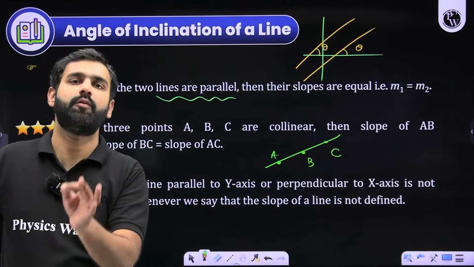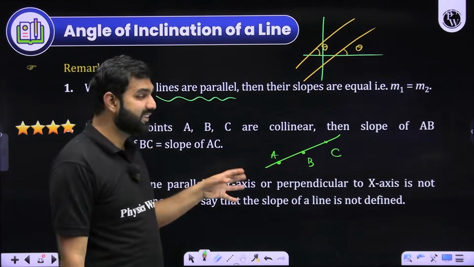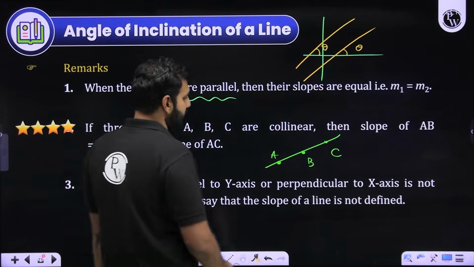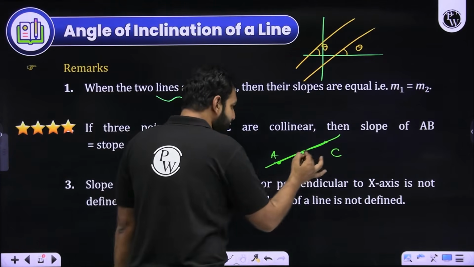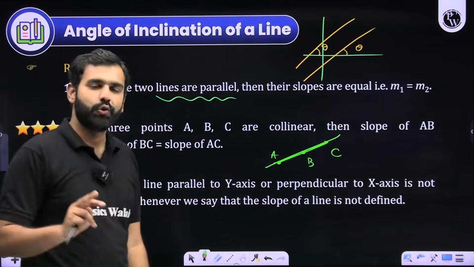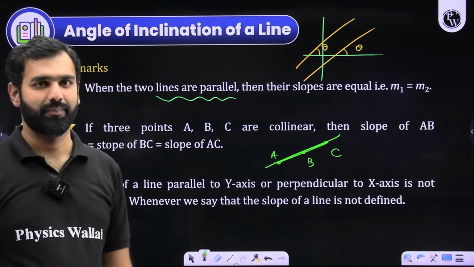The easiest method will be slopes. Why? Because it involves lesser calculation. How? Please understand, the slope of AB, the slope of BC, and the slope of AC will be same. So you take any two and you'll get the answer. Did you get my point?